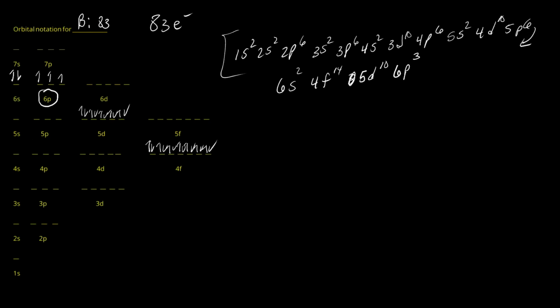All right, so this is the end of the previous row. So it would be xenon. Okay, I'm placing these in the proper order. 4f comes first, 4f14, followed by 5d10, 6s2, 6p3. So that'll be the answer to that one.